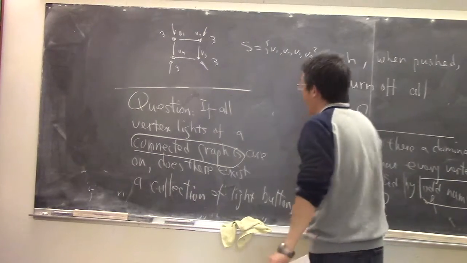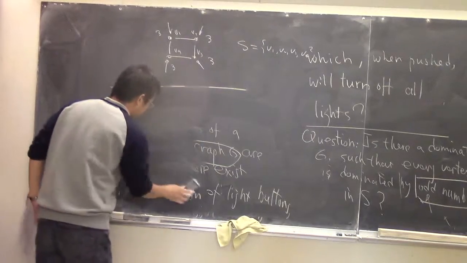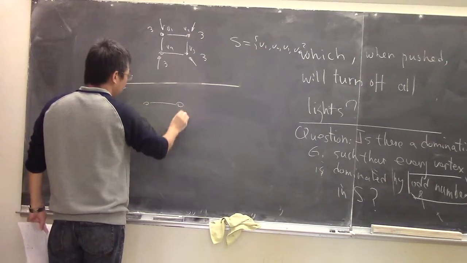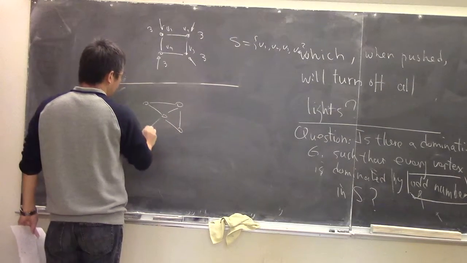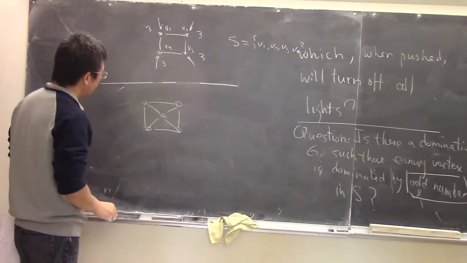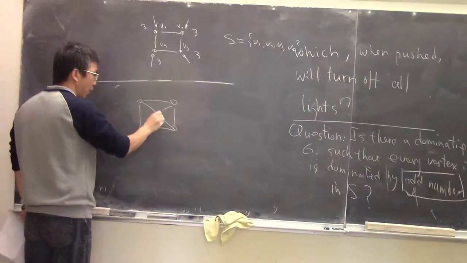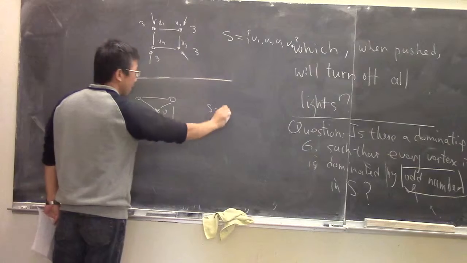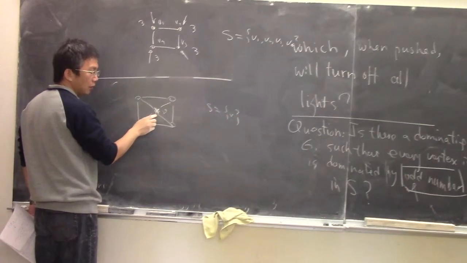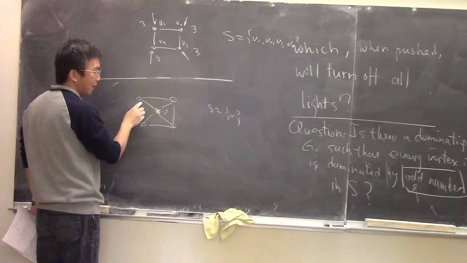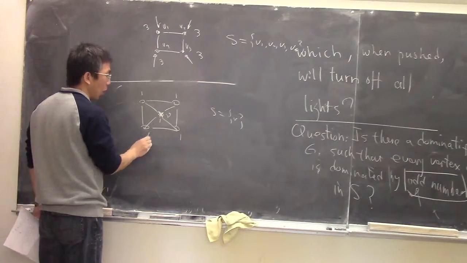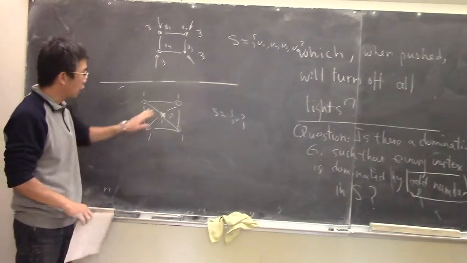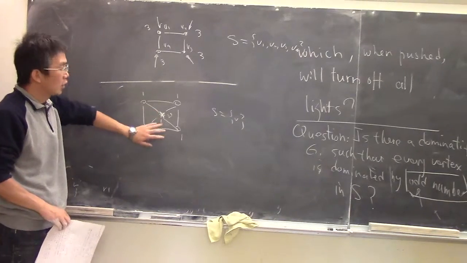So for example, let me give you a little bit of another example. If I just pick this point, S is equal to this vertex V. Now if you count on every vertex the number of coverings, this is 1, 1, 1, 1, 1. Every vertex is covered by 1. So if you push this button, all of these lights will change status from on to off, and therefore that's the answer to this problem.